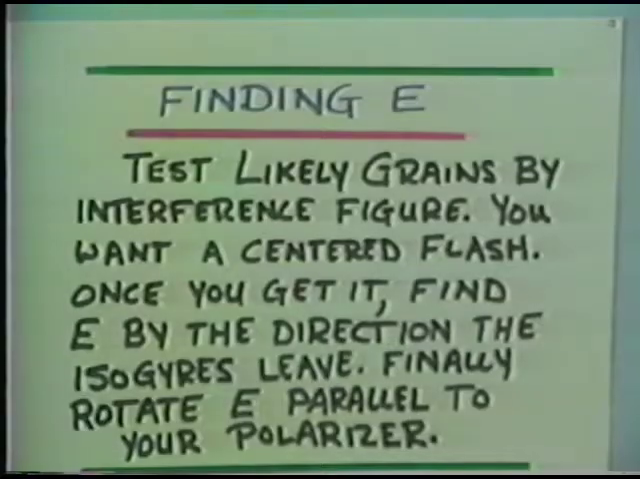Just a summary then of finding E is to test likely grains. These are grains that we've already determined to be likely by looking at their relief relationships and by looking at the interference figure. You want a centered flash figure. And once you get the centered flash figure, you can find the extraordinary ray by looking at the direction in which the isogyres leave the field as you rotate the stage of the microscope. After you've seen the isogyres leave, then you look at the grain again in plane polarized light and rotate the extraordinary ray until it's parallel to the microscope polarizer.